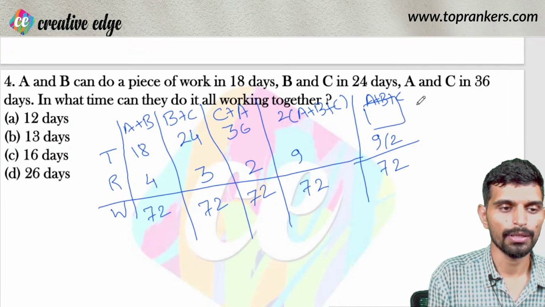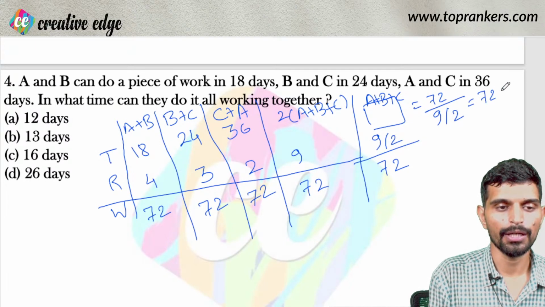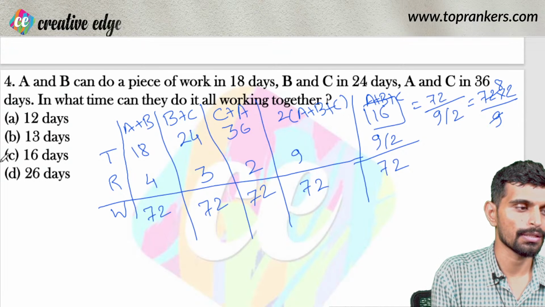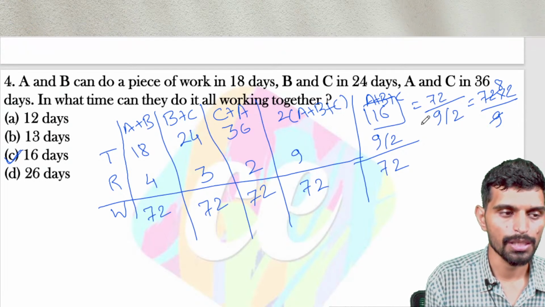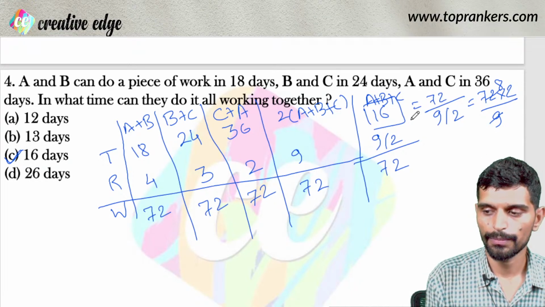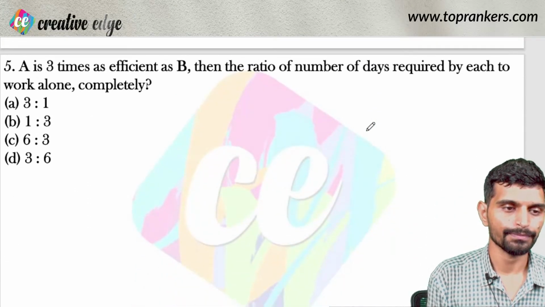So time is equal to 72 divided by rate. That will be 72 into 2 divided by 9, 9 into 8, 72. So time taken will be 16 days. In 16 days time, A, B and C together can complete the given work. Let's move to the next question.